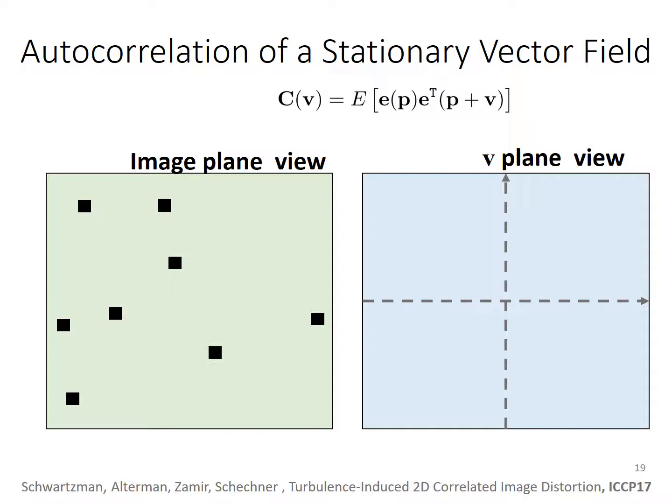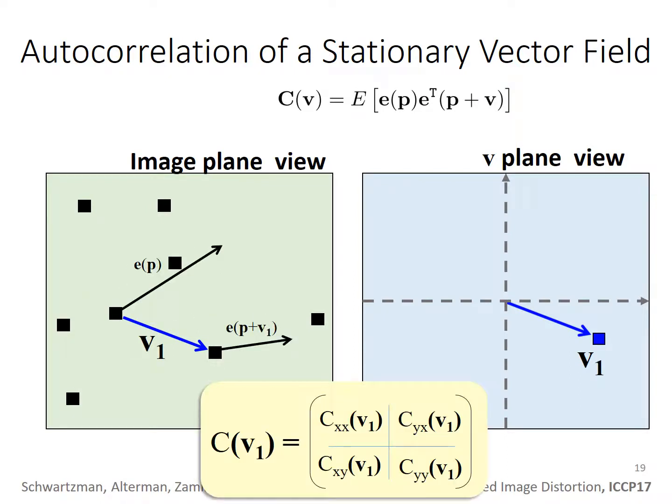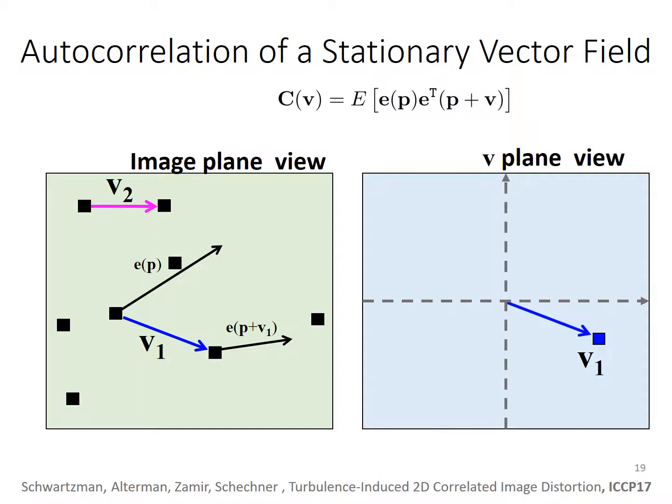Let's look at the matrix-valued correlation function in more detail. The image plane contains some random pixels. Consider these 2 pixels with separation v1. Since the correlation depends on the relative position of the pixels, we plot the vector v1 centered at the origin. The distortion vectors are random and correlated, so they have a correlation matrix of size 2 by 2. Each pixel pair has its own correlation matrix.